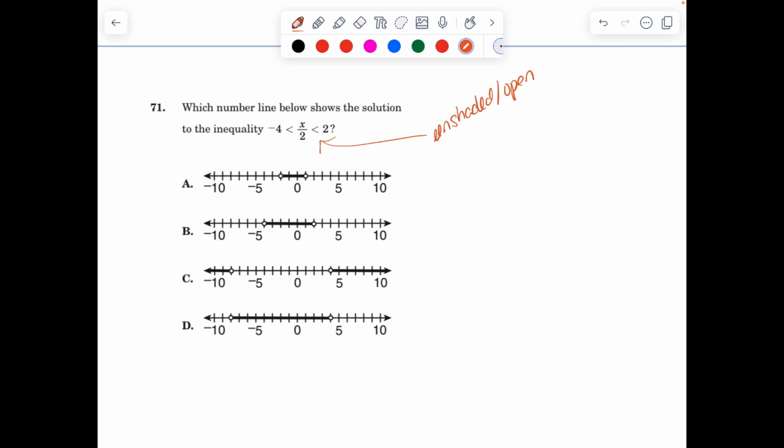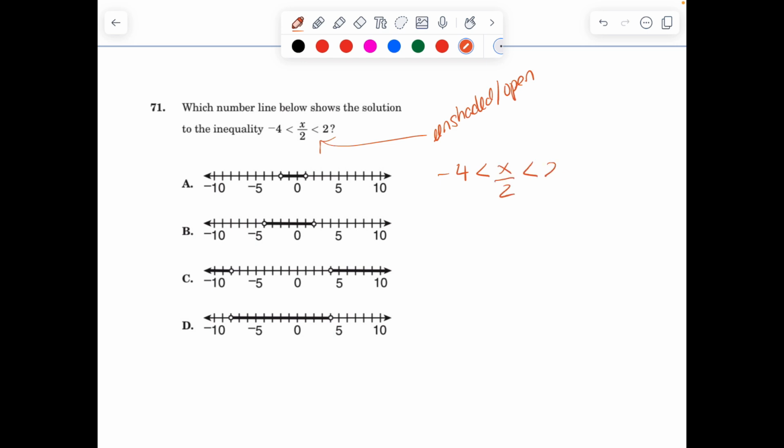Now, all of my answer choices do have open circles, so that doesn't help me eliminate anything, but on the test, you might get a problem where you can eliminate something that doesn't match up with the inequality symbols you have. All right, so that didn't help. Now I have to go ahead and solve this inequality. So I'm trying to get that x alone in the middle of the inequality.